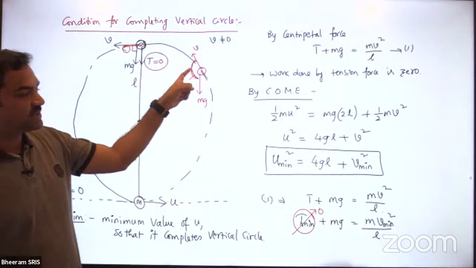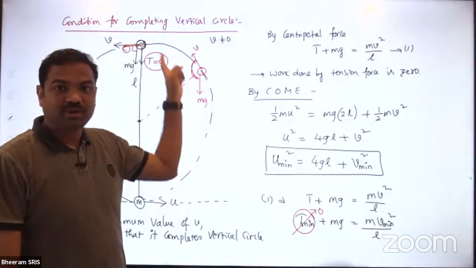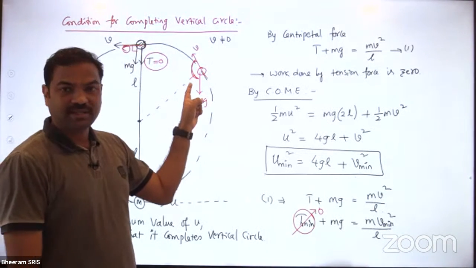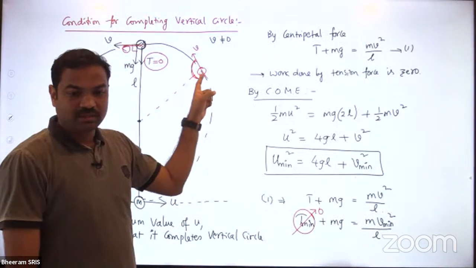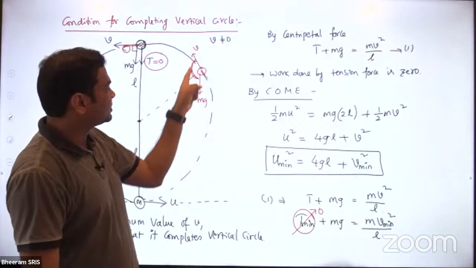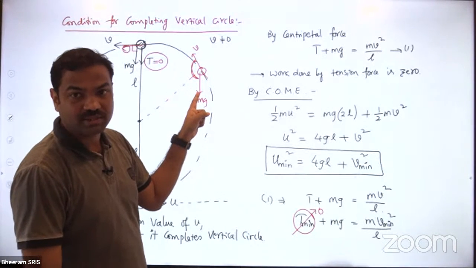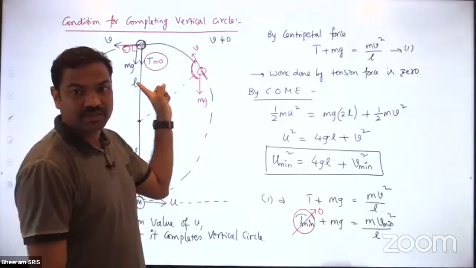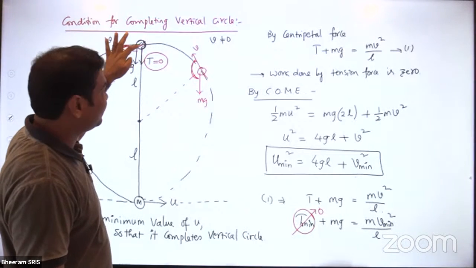Think about these 2 points. If you can compare these 2 points, you can understand. Here, take the tension as 0. Here, if you are taking the tension as 0, it won't continue in the circular path. Why? Because velocity and mg are not perpendicular to each other. So that's why it will leave the circular path. But I can take tension as 0 at the highest point.